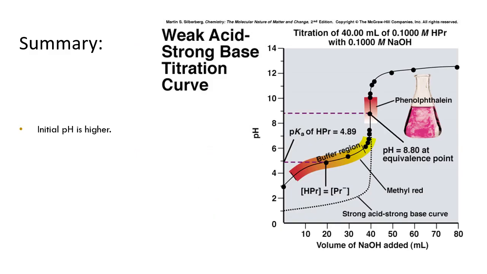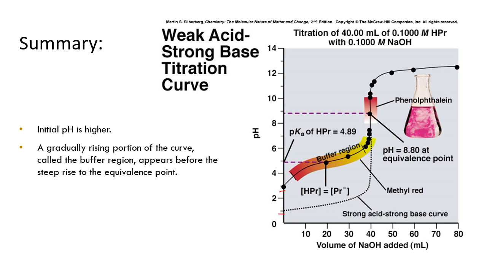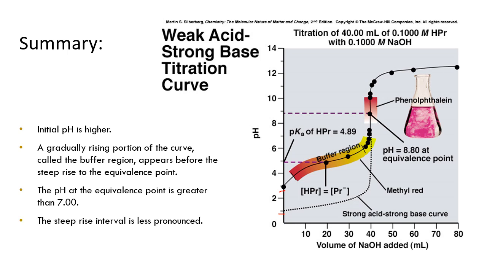All right, so remember, for weak acid strong base titration, the initial pH is higher than for our strong acid strong base. We have a gradually rising portion in the buffer region. The pH at the equivalence point is going to be greater than 7, and the steep rise interval is less pronounced. Now, another thing I want to point out here is that we have two different indicators: methyl red and phenolphthalein. Remember, we said that we want to choose an indicator that is going to give us a result that most closely matches the equivalence point of our reaction.